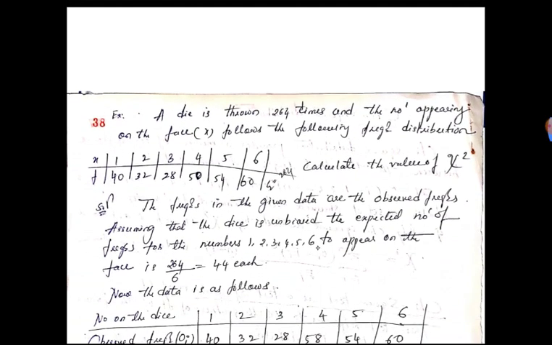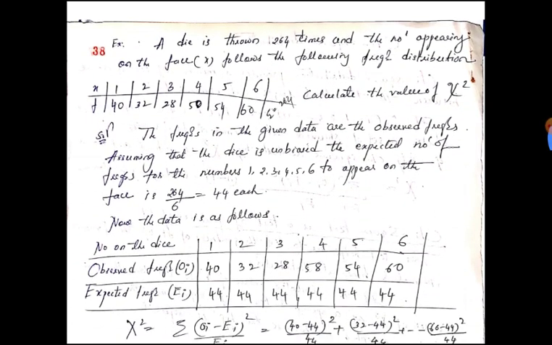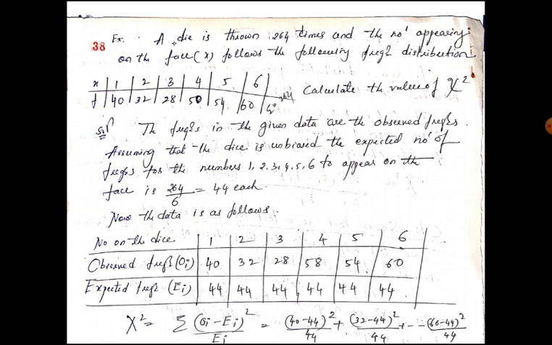Now you can look at the example. A very simple example. A die is thrown 264 times and the number appearing on the face of the die follows the following frequency distribution. So here is the data provided.